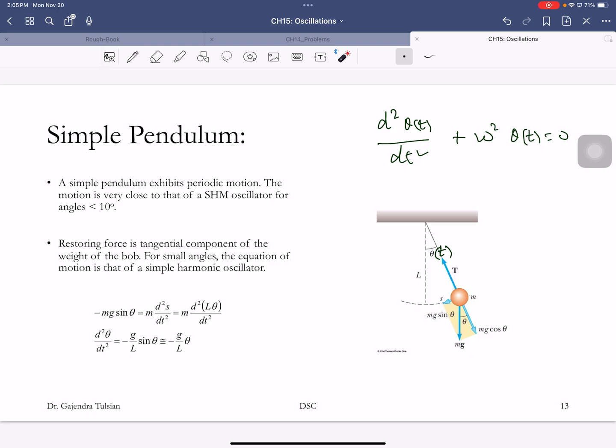Here's a simple pendulum. The forces acting on this guy, the two forces acting on this sphere are the force of gravity and the tension in the string. This component of the force is balancing the tension, and this component of gravity is what's restoring it to the equilibrium position. This component is what makes it oscillate back and forth.